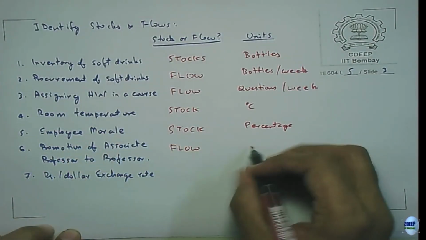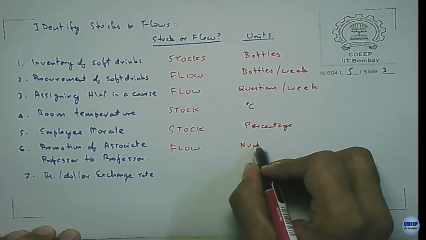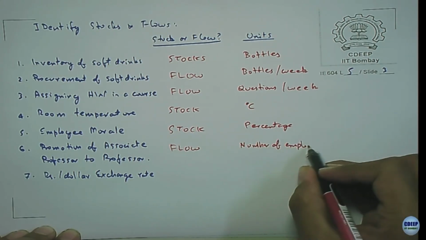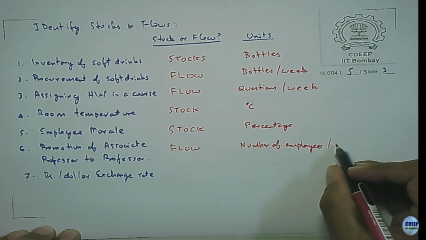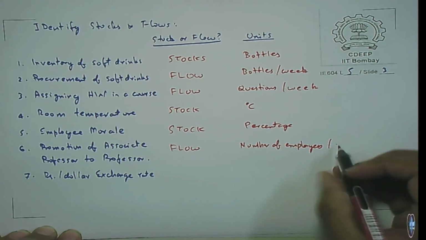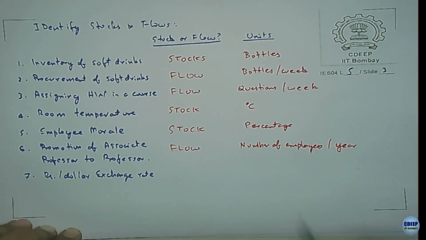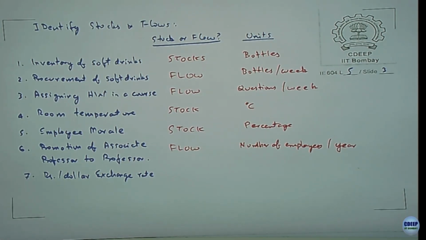Promotion of associate professor to professor. It's a flow. It can be number of employees per year, as promotion doesn't happen every day or month. So we'll look at a reasonable time scale. Number of employees. Rupees to dollar exchange rate.